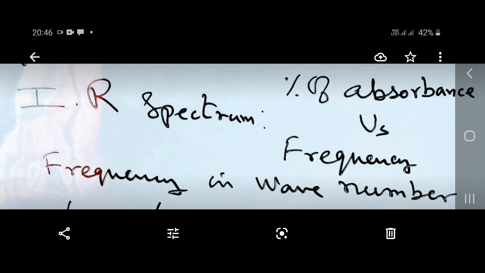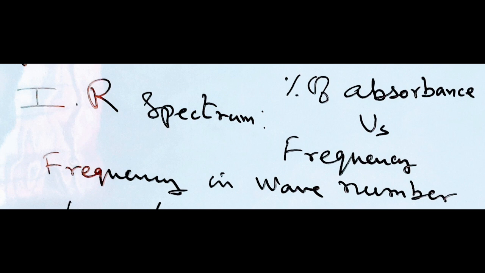See, what is an IR spectrum? The IR spectrum is a record of the percentage of absorbance versus frequency. And in IR spectroscopy, the frequency or wavelength of absorption is expressed in wave number. What is wave number? 1 by lambda, that is your frequency. So that is actually called the wave number.